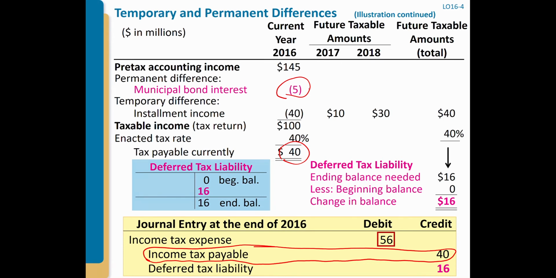Okay, so this is not a part of the future taxable amounts, because this is a permanent difference. You will never pay tax on this 5. So this 5 is not a future taxable amount.